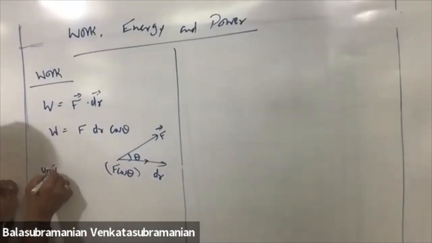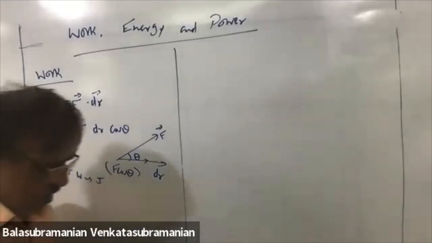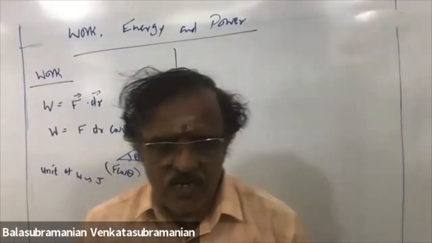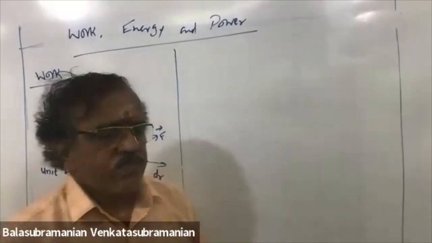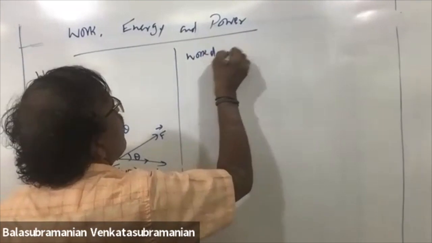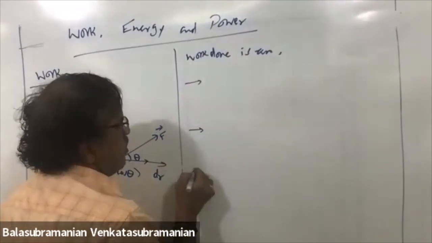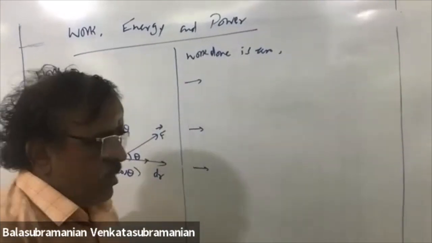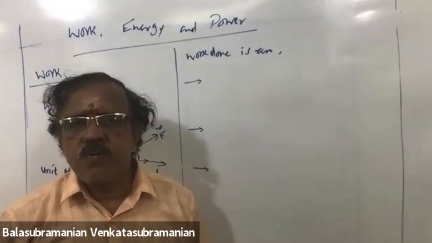Unit is joule. Work done can be zero. Work done is zero for three different cases.